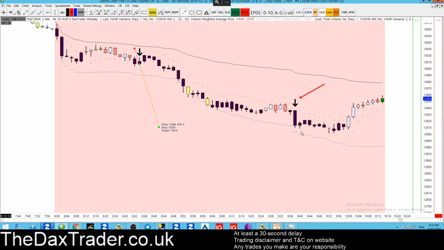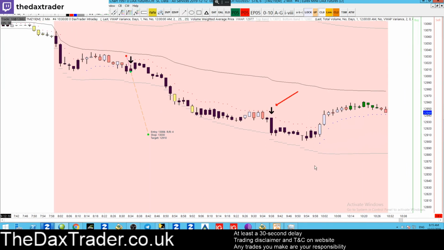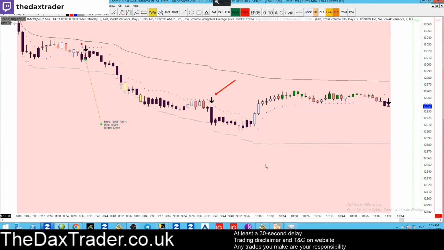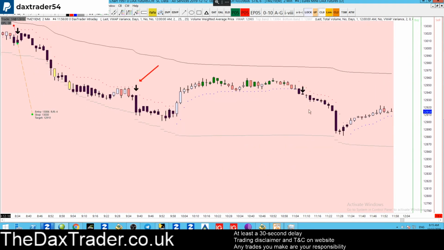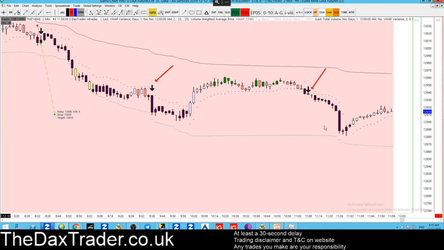There was an opportunity to add to the position if you were aggressive. Don't do that. Could if you wanted to. And there was another sell opportunity over here as well, had you missed this too.